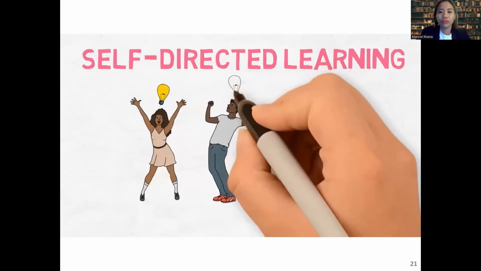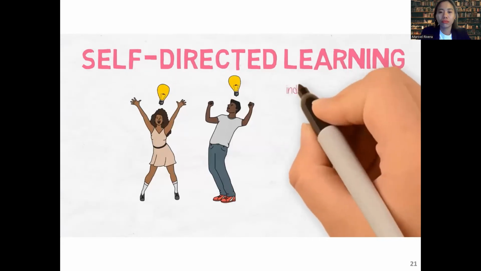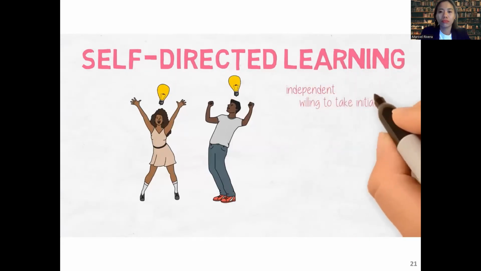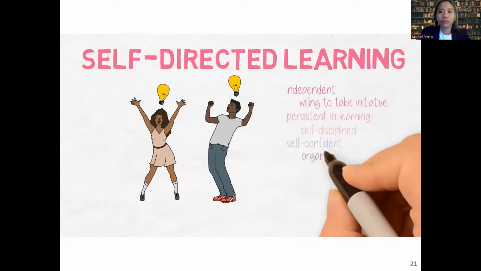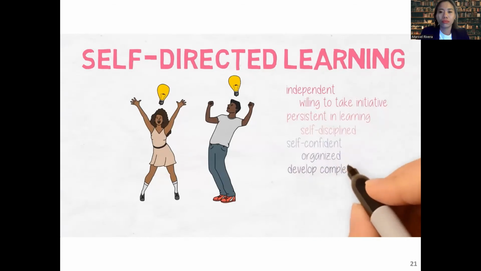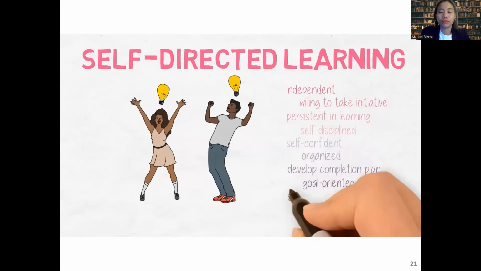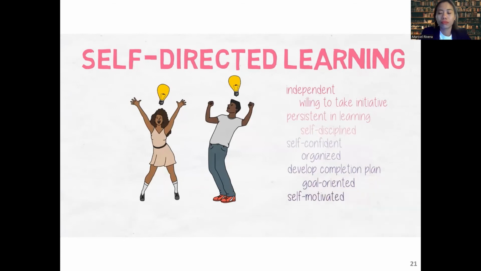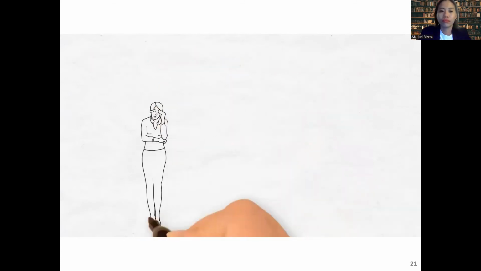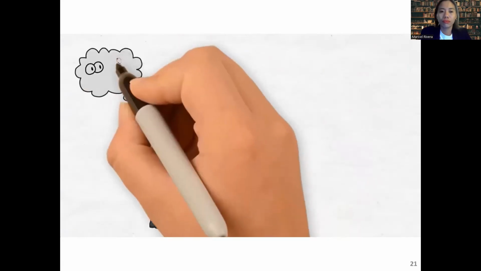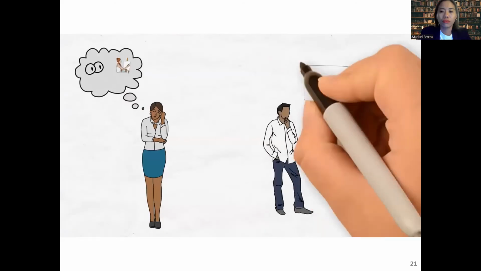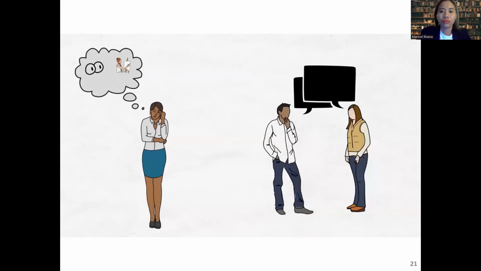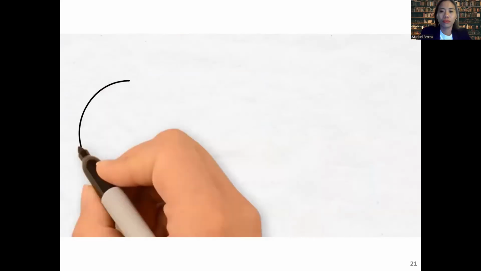Studies show students who become self-directed learners are independent, willing to take initiative, persistent in learning, self-disciplined, self-confident, organized in terms of time and work, able to develop a completion plan, goal-oriented, and self-motivated to learn as much as they can. In addition to becoming self-directed learners, students should also be identifying their own learning needs, leading classroom discussions, and assessing work done by other students and themselves. To be successful, students need to keep in mind what they already know in order to solve these problems.